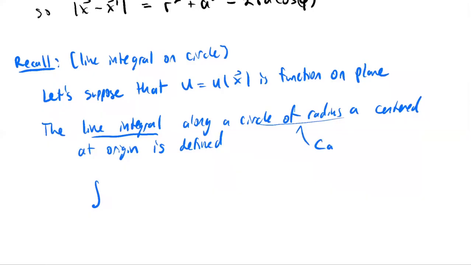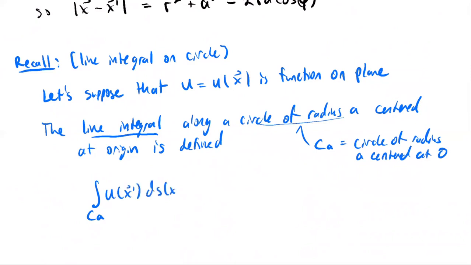Let C_a denote the circle. So let this be the circle of radius a, centered at the origin. And so the line integral is the integral along C_a of u. So how do you calculate this? Well, you have to parametrize the circle and then evaluate it along the parametrization.